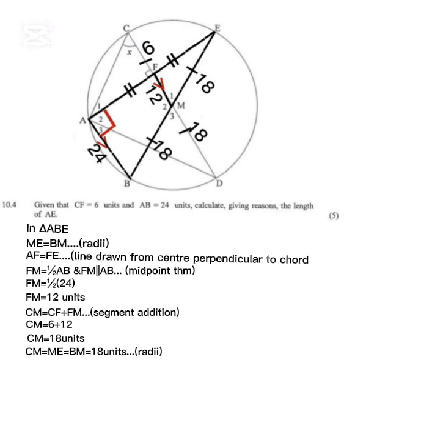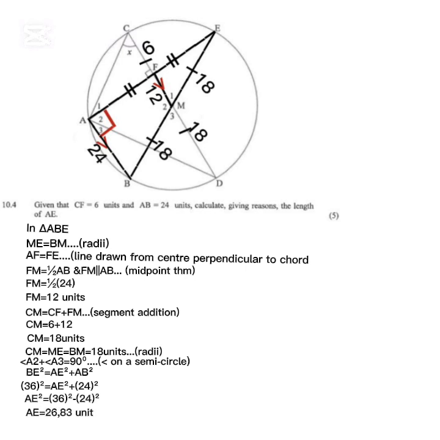But before we do that, let's show that A2 plus A3 is equal to 90 degrees, reason: angle on a semicircle. Let's apply the Pythagoras theorem. BE squared is equal to AE squared plus AB squared. 36 squared is equal to AE squared plus 24 squared. AE squared is equal to 36 squared minus 24 squared. AE is equal to 26.83 units.